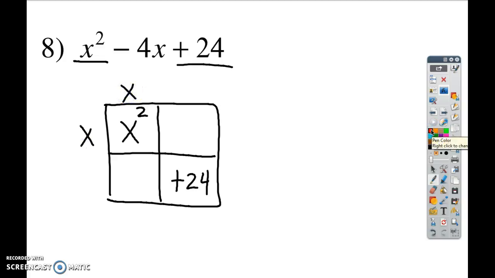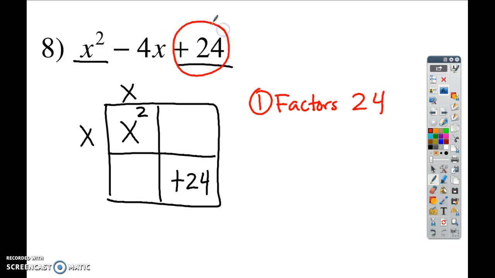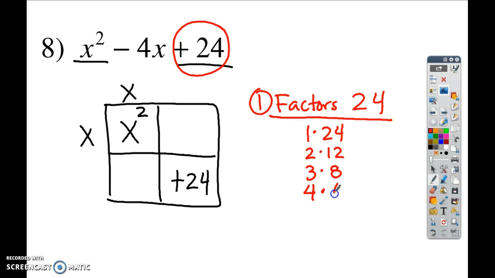Then your first question should be, what are the factors of 24, which is the number at the end, the last term. Factors of 24. So give me some factors of 24 that you found. 1 times 24, because it's always 1, right? 2 times 12, 3 times 8, 4 times 6, and that's it, right?